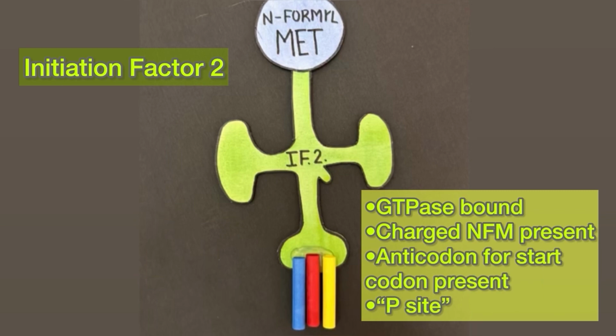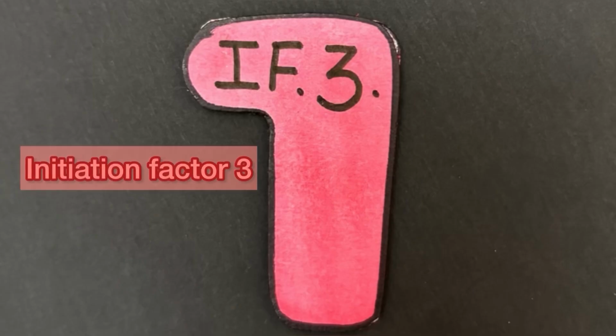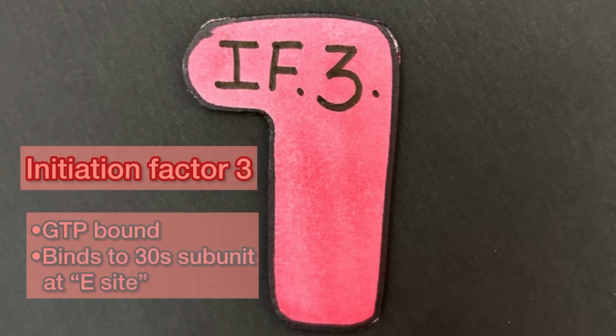Initiation factor 2 is a GTPase bound protein which also has charged N-formyl methionine attached to it. It also has the anticodon for the start codon AUG on mRNA. Hence, it binds to the 30S subunit due to the start codon at P site. Initiation factor 3 binds to the 30S subunit at E site.